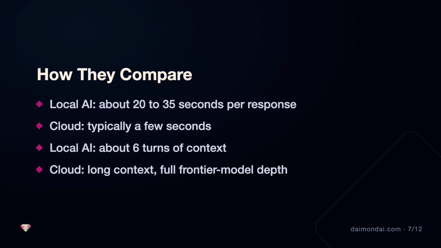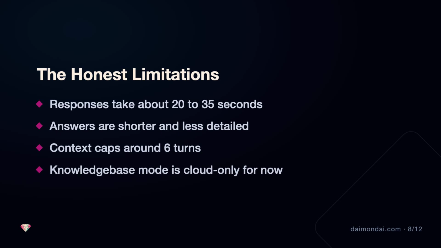Running a language model on a phone chip instead of a data center GPU has real trade-offs, and we'd rather you know them going in. Local AI takes longer to respond, gives shorter answers, and doesn't hold a long-running thread the way cloud chats can. The in-app help feature and Knowledgebase mode still route to a cloud provider.